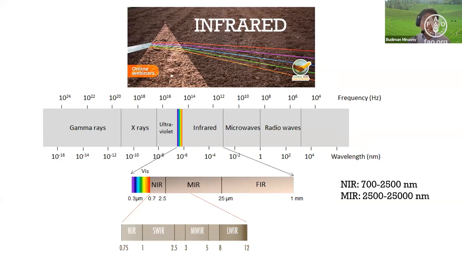There are different definitions, but mostly what's agreed is around 300 to 700 nanometers for the ultraviolet, then the blue, the green, and then the red. Then 700 to 2500 nanometers is what we call the near infrared. The mid infrared, as defined in this presentation, is 2500 to 25,000 nanometers. There are different definitions, and some literature divides it into near infrared, shortwave infrared, and so on. But for this presentation, near infrared is around 700 to 2500 and mid infrared is 2500 to 25,000 nanometers.